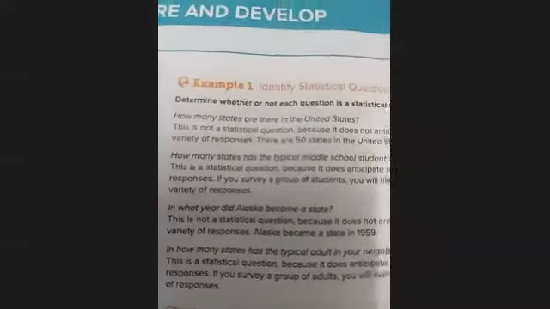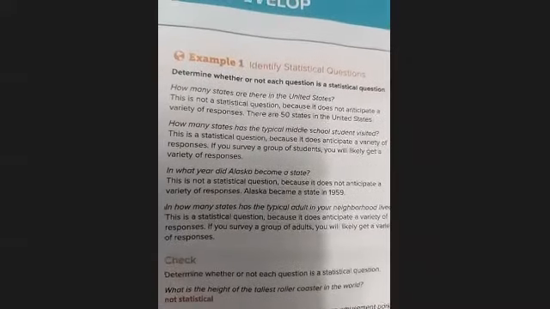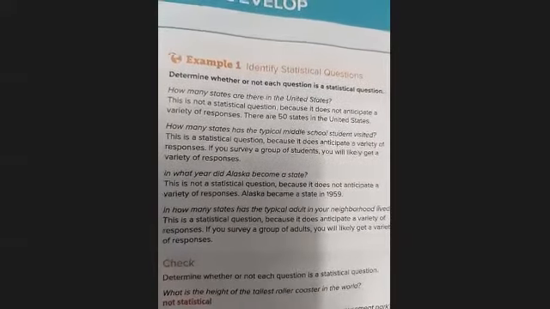Example 1, guys. Example 1 before the check, please. Determine whether or not each question is a statistical question. Question 1: How many states are there in the United States? We have 50 states. It is not statistical.